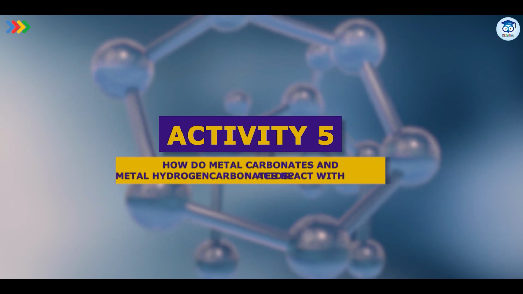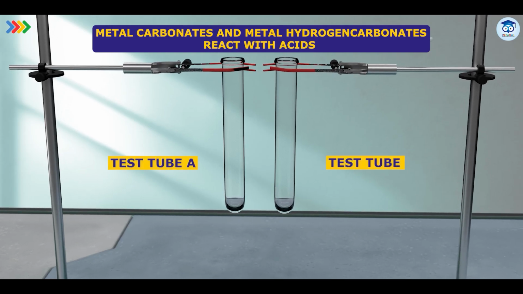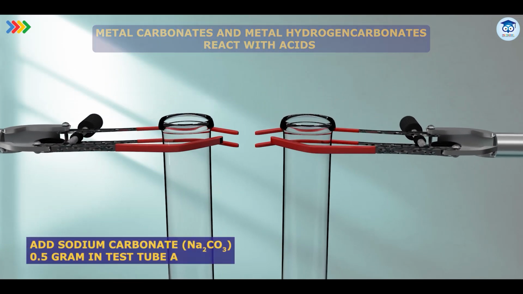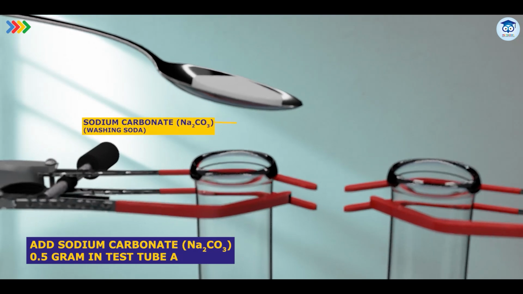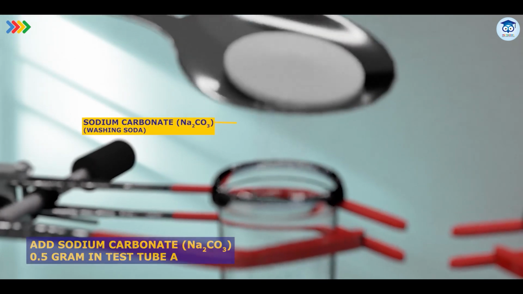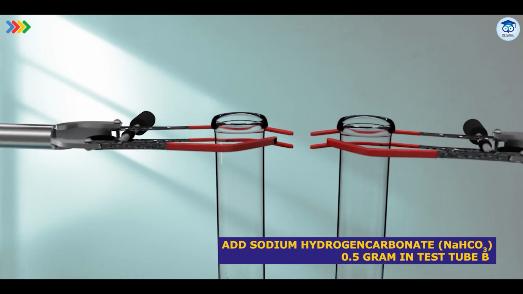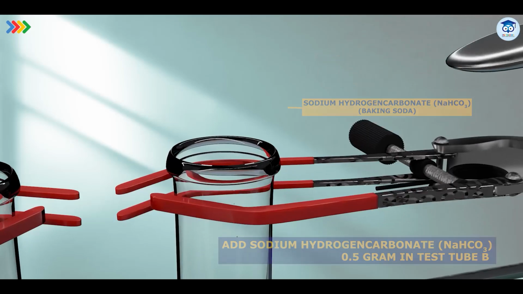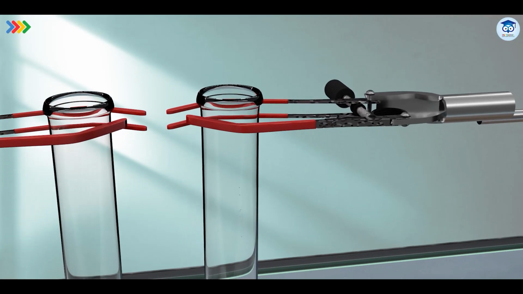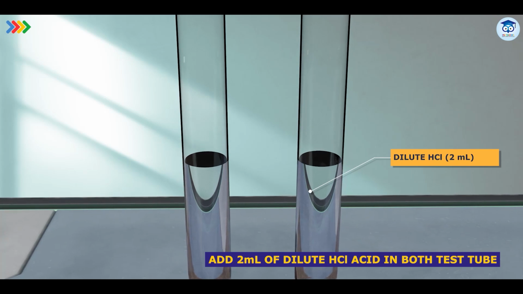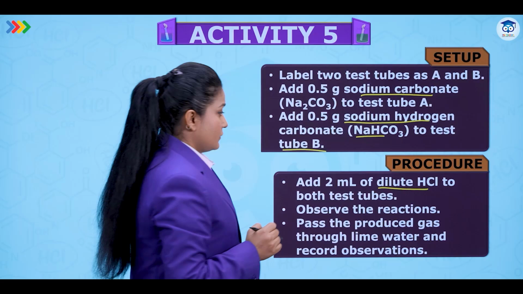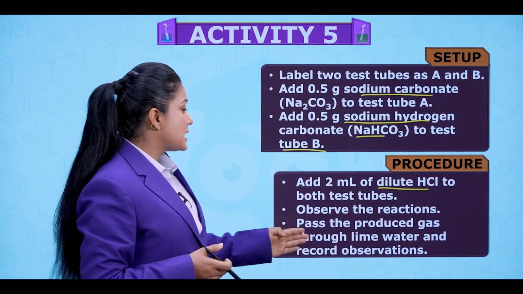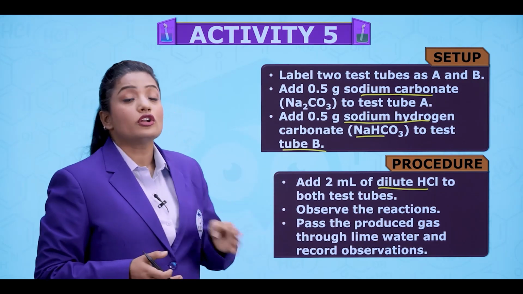Now moving to activity 5. Label 2 test tubes as A and B, and to this add sodium carbonate, about 0.5 gram. The formula is Na2CO3 to test tube A, and 0.5 gram of sodium hydrogen carbonate, NaHCO3, to test tube B. Now to these two different test tubes, we are going to add 2 ml of dilute HCl to both of them, and then we are going to observe the reaction. Observe the reaction, pass the produced gas through lime water and record your observations.